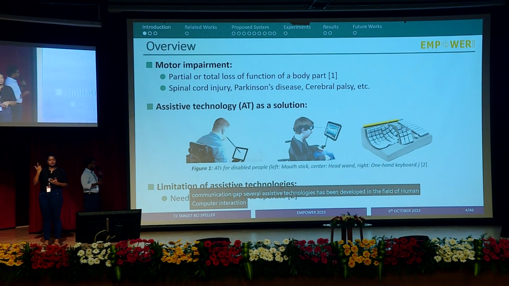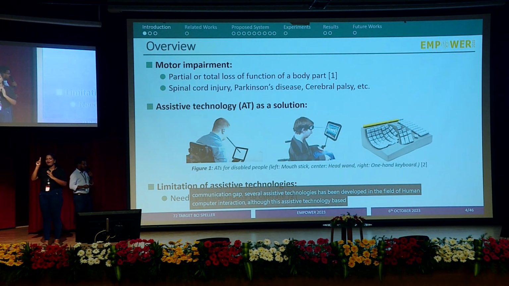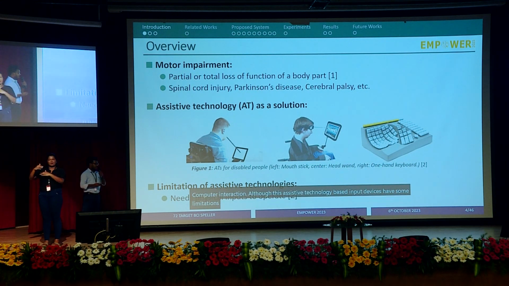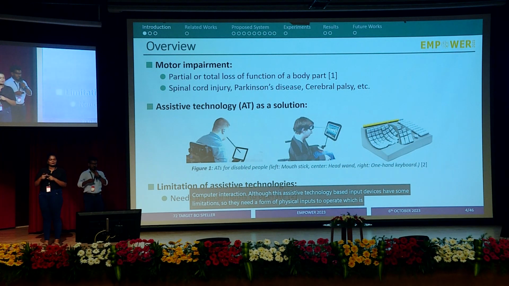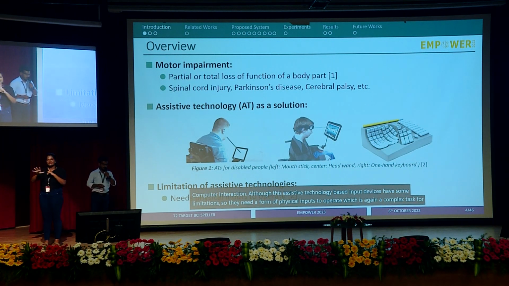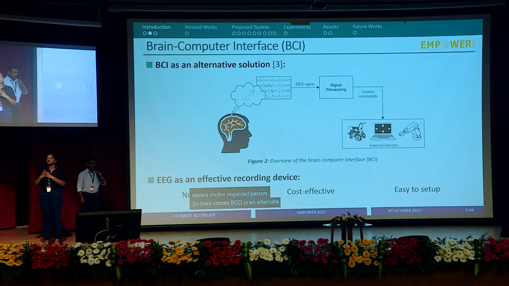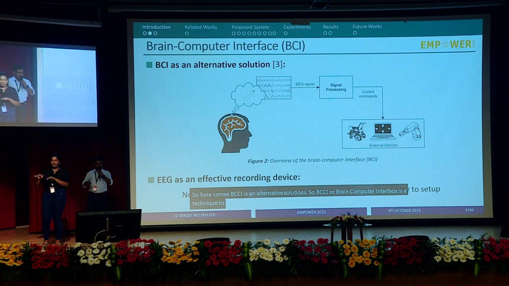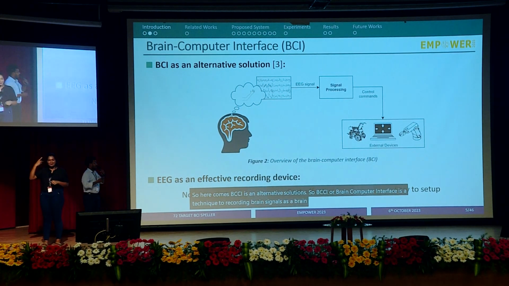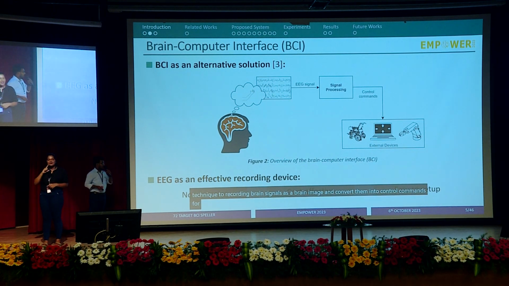Although these assistive technology-based input devices have some limitations. They need a form of physical input to operate, which is again a complex task for a severely motor impaired person. So here comes BCI as an alternative solution. BCI, or brain-computer interface, is a technique to record brain signals as a brain image and convert them into control commands for operating external devices.